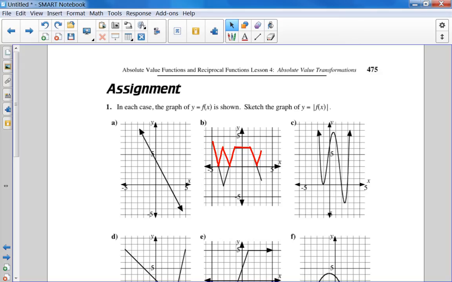Number 2. Consider some random function. Explain why the absolute value is less than 0 has no solution. Because the absolute value is never less than 0. Okay, so let's do the homework, and I'll stop the video.